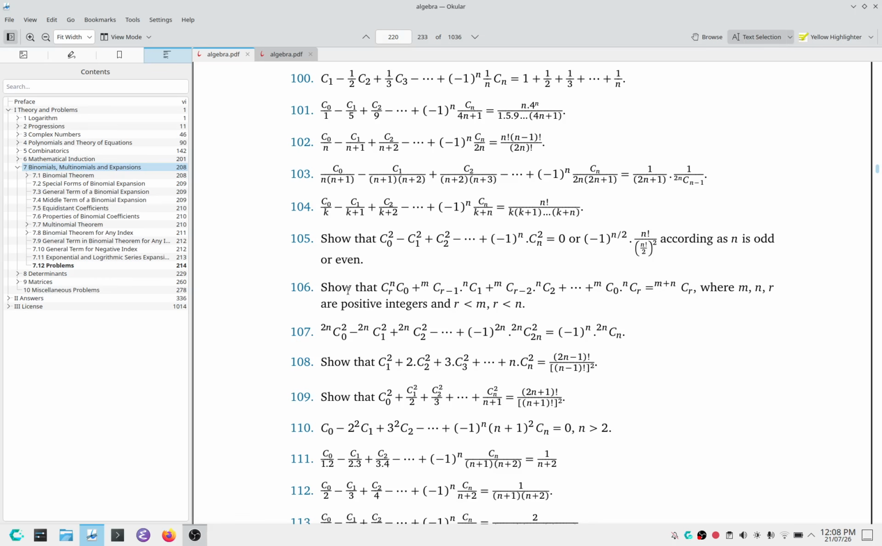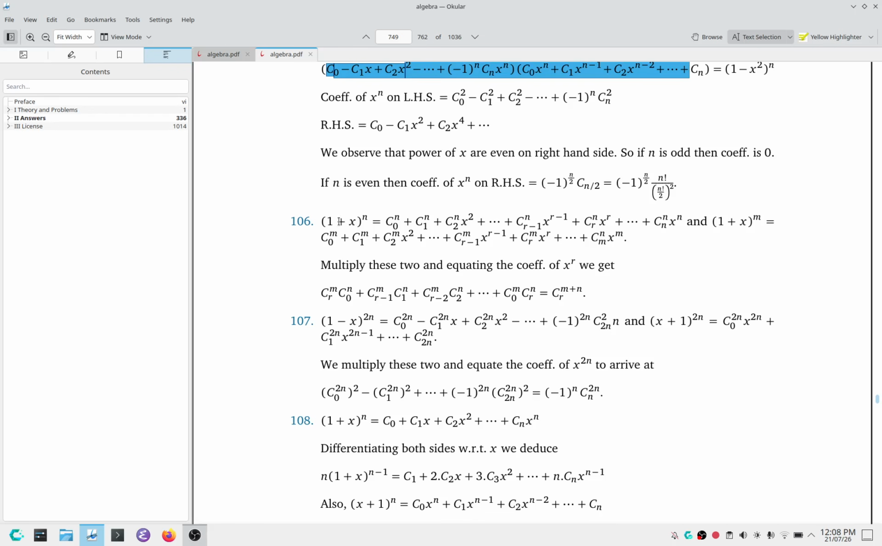Question 106 says that show that mCr times nC0 plus mC(r-1) times nC1 plus mC(r-2) nC2, and so on up to mC0 nCr is equal to (m+n)Cr, where m and r are positive integers and r is less than n.